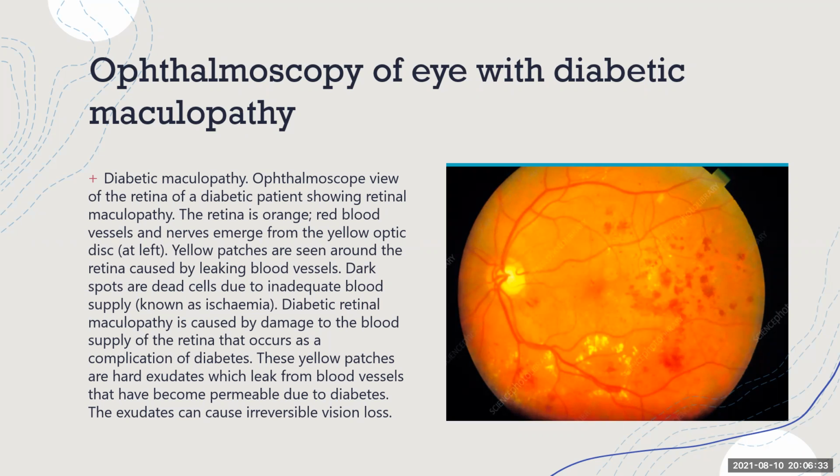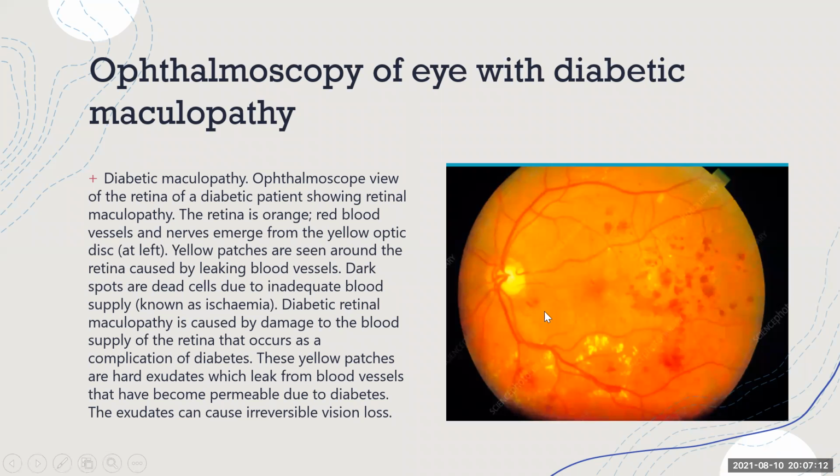The diabetic retinopathy is caused by damage to the blood supply of the retina, of course, that occurs as a complication of diabetes. And these yellow patches, which you're going to see here, these are the hard exudates which leak from the blood vessel, and they have become permeable due to diabetes. And these exudates can cause irreversible vision loss. So once the vision loss is there, you cannot revert that. That's why the screening in diabetic patients is very, very important, because once they lose their visual power, there is nothing that can revert that, because that's ischemia, and prolonged ischemia is giving the hardened thing, and the necrosis will be there, and the whole retina will be damaged.